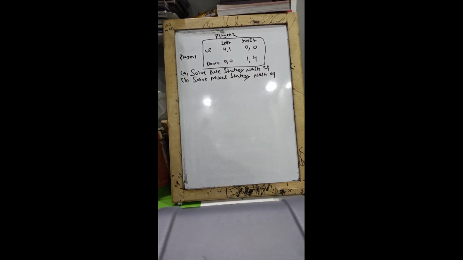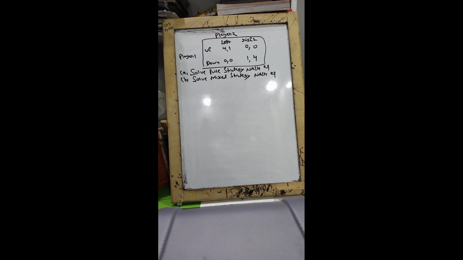So guys, we have a payoff matrix now. Player 1 has two strategies, up and down, and player 2 also has two strategies, left and right. And we have some values too. In this question, we are here to solve for the pure strategy Nash equilibria and then the mixed strategy Nash equilibria. First I'm going to start with the pure strategy.